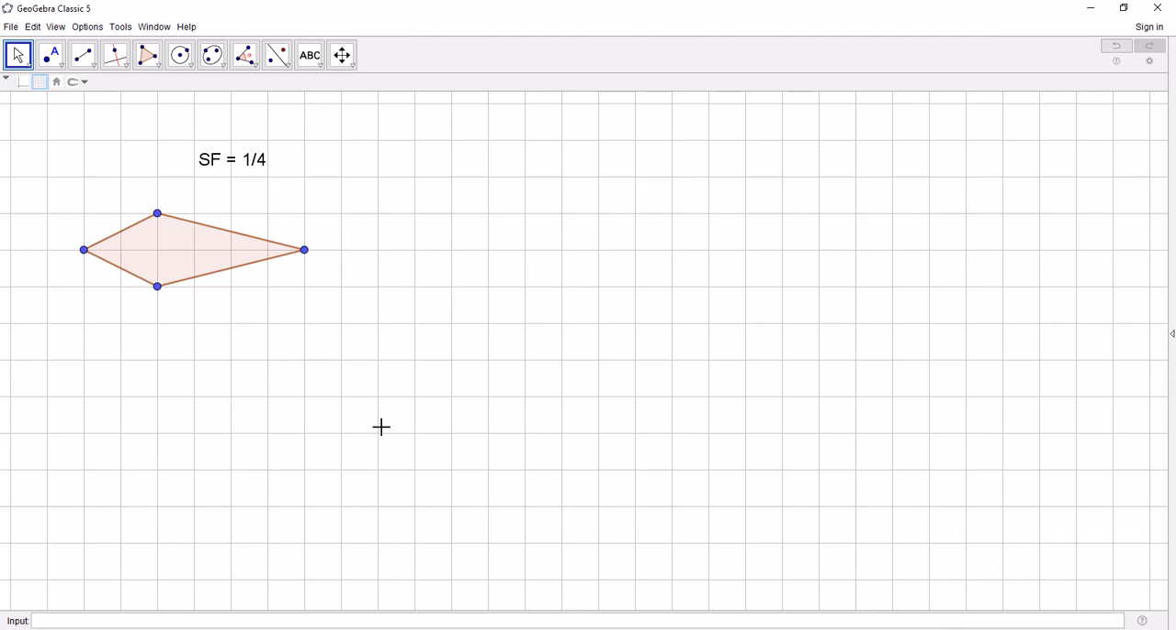What if my scale factor was less than 1? If an object's scale factor is less than 1, it means it's going to get smaller than its original size. So if our scale factor is a quarter, that means each length is going to be a quarter of what it originally started. So we're essentially dividing every side by 4.